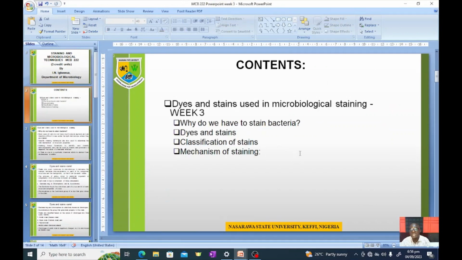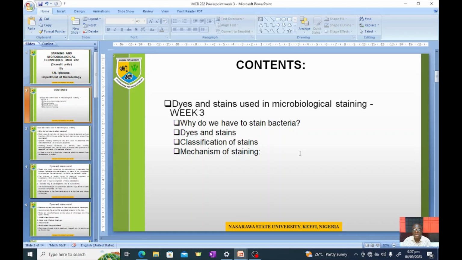In today's lecture, we'll be considering dyes and stains used in microbiological staining. This is our week 3 lecture in the series, and in today's lecture we'll be considering why do we have to stain bacteria. We'll also look at what are dyes and or stains.